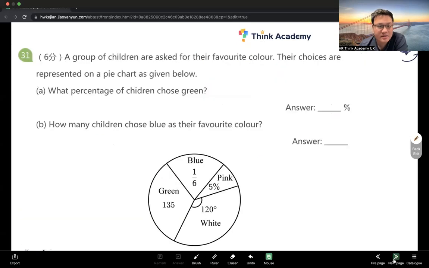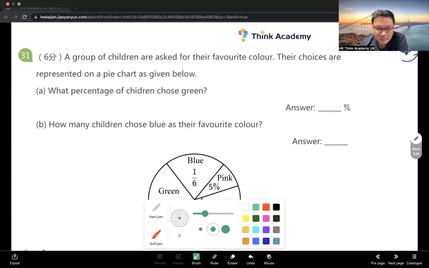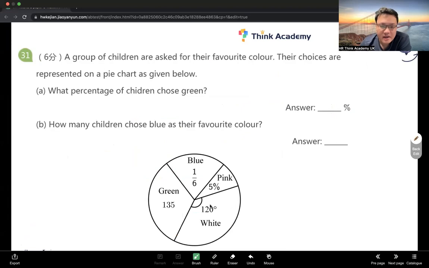Okay, so let's see the next one. Question number 31. The correct rate for this one is only 50%, but I don't think it's a hard question. You see, you have a pie chart, and it tells you a group of children are asked for their favorite color. Their choices are represented on the pie chart as given below. So what percentage of children choose green? You need to find a percentage, right? And that 120 degrees is how many percent? Or what's the fraction of that 120 degrees?